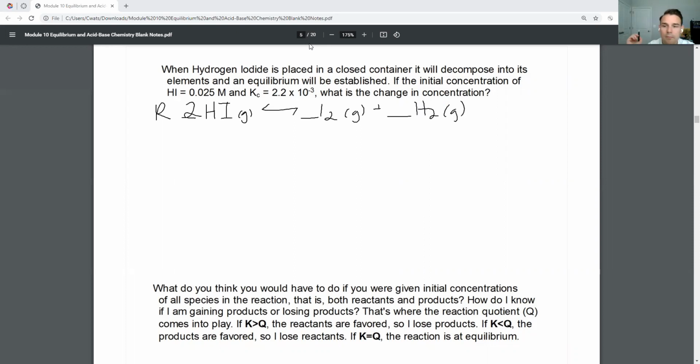My balanced equation. If the initial concentration of hydrogen iodide is 0.025 molar and the Kc, okay, that's different because we were doing KEQ. Well, Kc just stands for concentration. It could be Kc, KEQ, it could be Kp for pressures, but it's all done the same way, no matter what that little subscript is. We're going to see maybe in the next notes that it's going to be KSP for solubility.